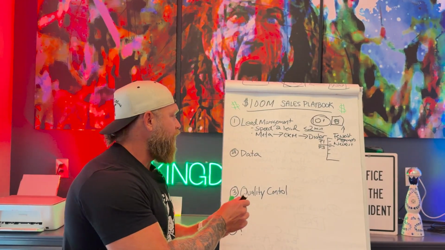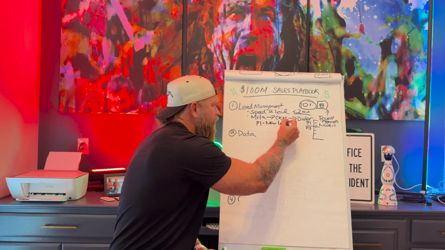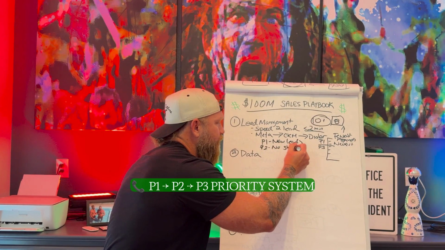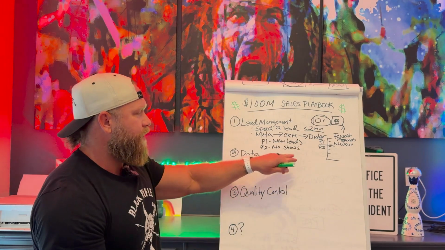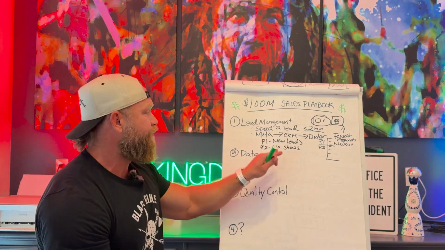And so the way we structure this lead management is you go new leads as your P1, P2 then is your no-shows, right? So the closer disposed that appointment as a no-show, they didn't show up to the appointment.